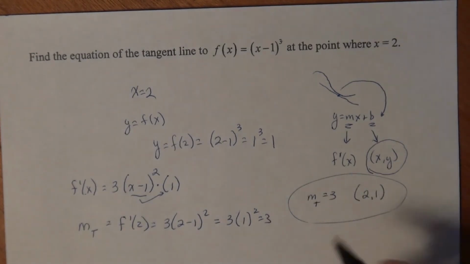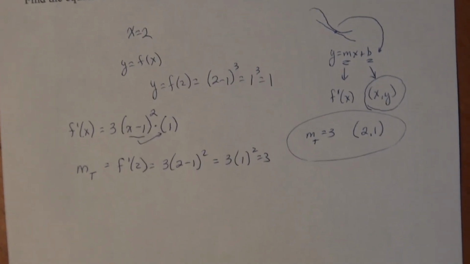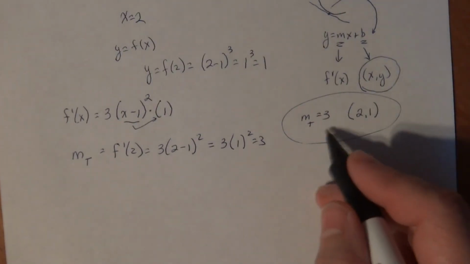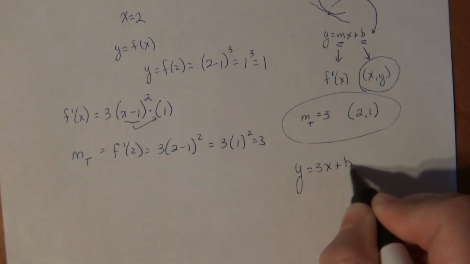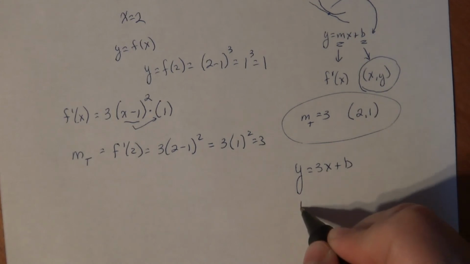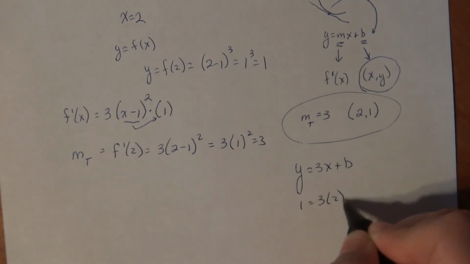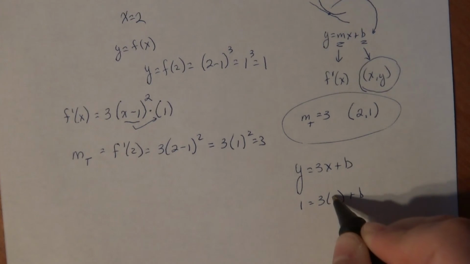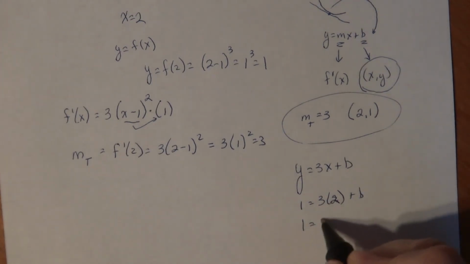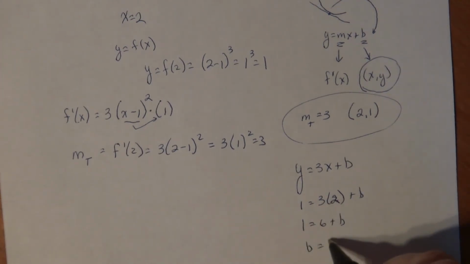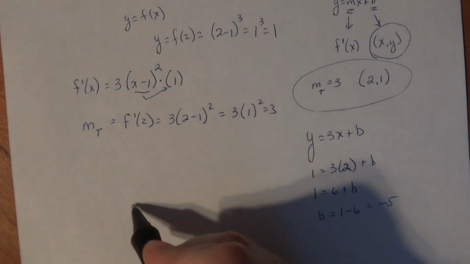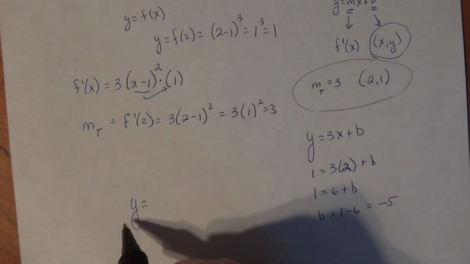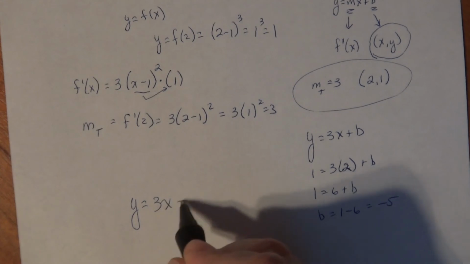Now I go back to my intermediate algebra roots and I find the equation of a line that has these characteristics. So y equals 3x plus b. Plug in the point 2, 1, solve for b. So 1 equals 6 plus b. b equals 1 minus 6, which is negative 5. So my final equation for my tangent line is y equals 3x minus 5.